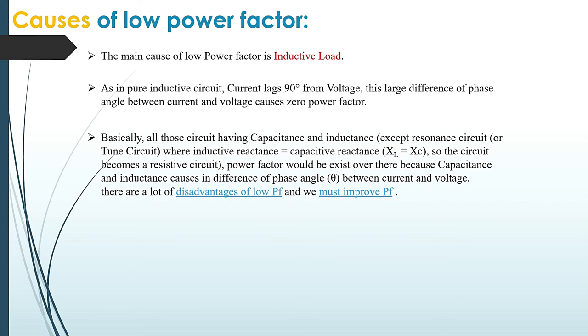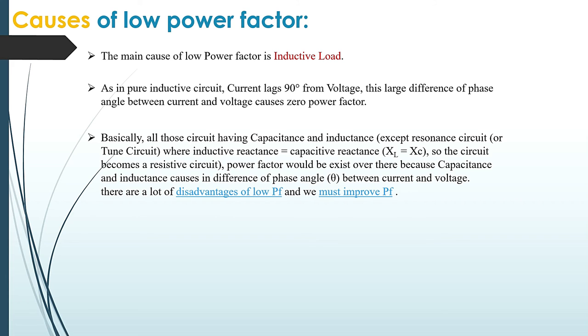Basically all those circuits having capacitance and inductance, except a resonance circuit or tuned circuit, where inductive reactance is equal to capacitive reactance, XL is equal to XC. So the circuit becomes a resistive circuit. A power factor would exist otherwise because capacitance and inductance cause a difference of phase angle between current and voltage. There are a lot of disadvantages of low power factor, and we must improve the power factor. So we'll see that in the next topic.